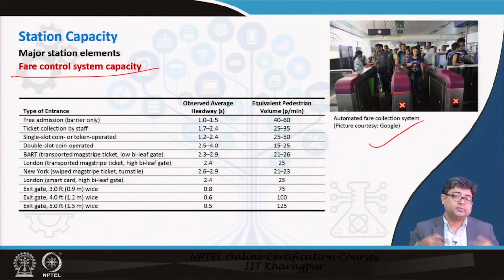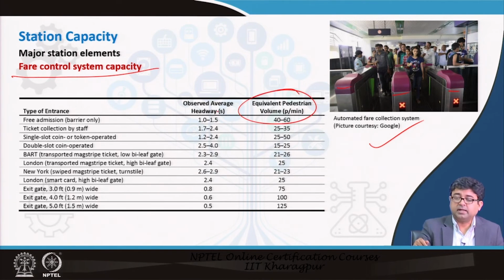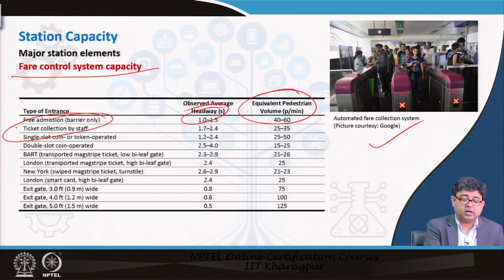Automatic fare control is something everybody mulls over. How many of them should you have? Again, the capacity, or the volume of people that each of these can process, depends upon the headway, and the headway in turn depends upon the type of system you have.